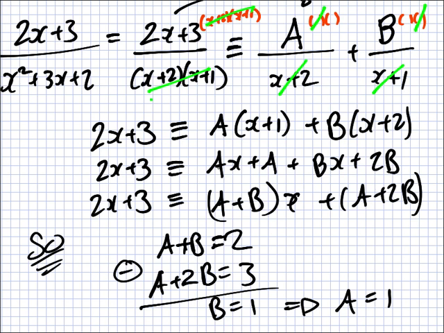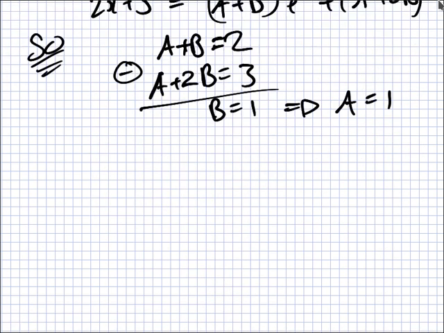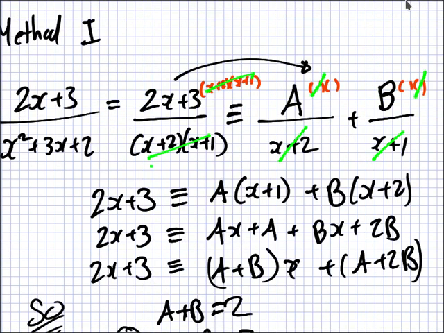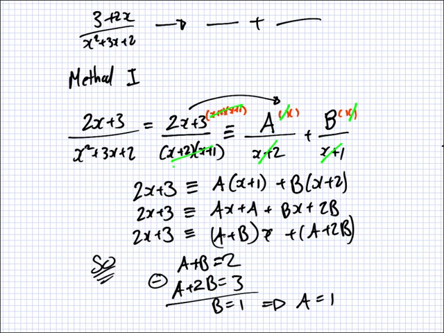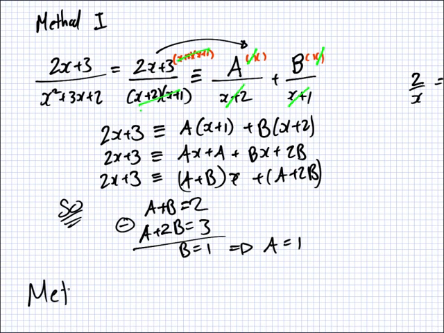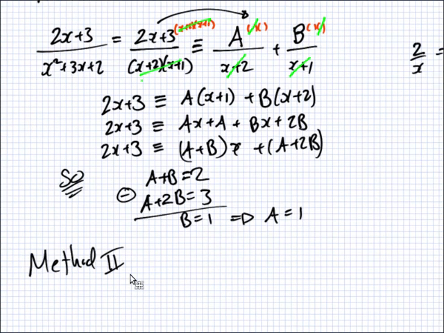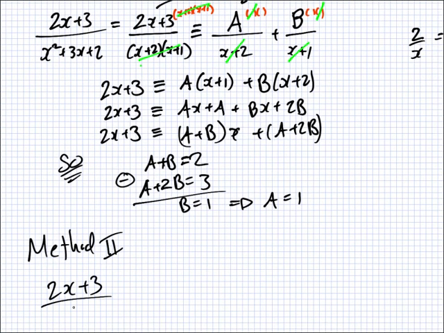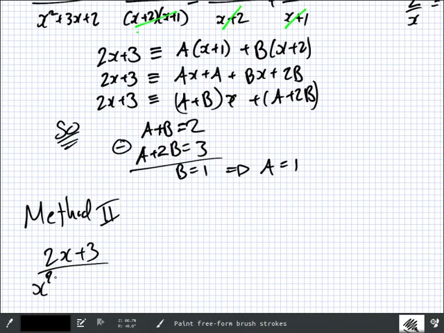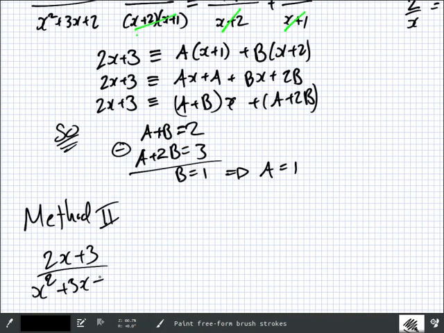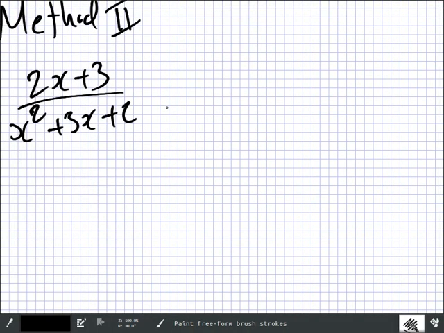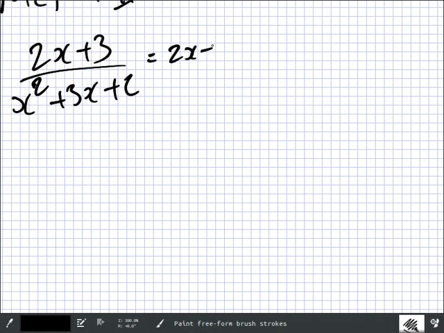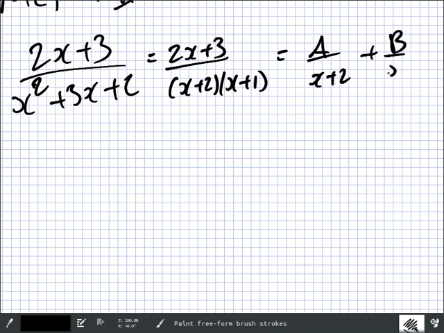Yeah? Okay. So, I said there's three ways to do it. Let's look at the next way to do it. So the next way, I'll just call it method two. We'll take the same question, 2x plus 3 over x squared plus 3x plus 2. Okay. So what you do, you do the same thing. You say this is 2x plus 3 over x plus 2, x plus 1. And again, you say that's a over x plus 2 plus b over x plus 1.